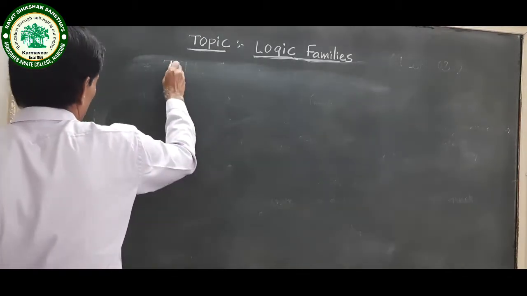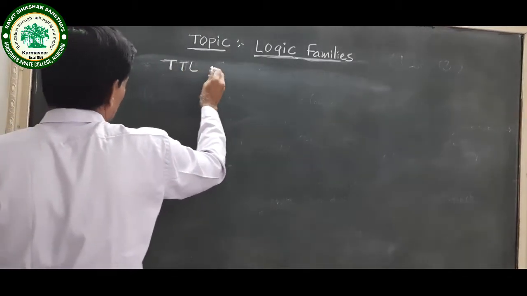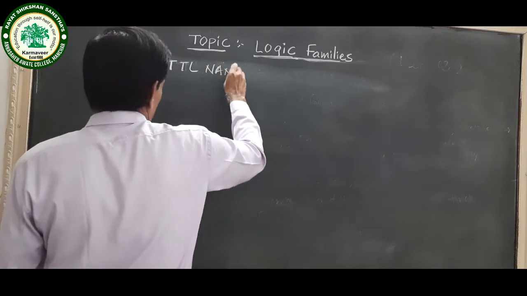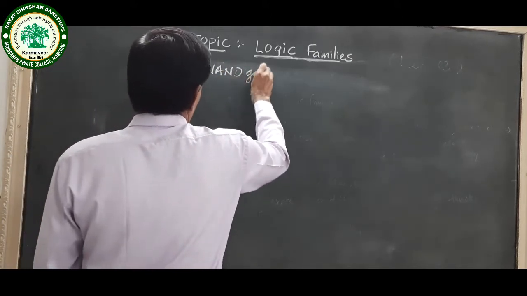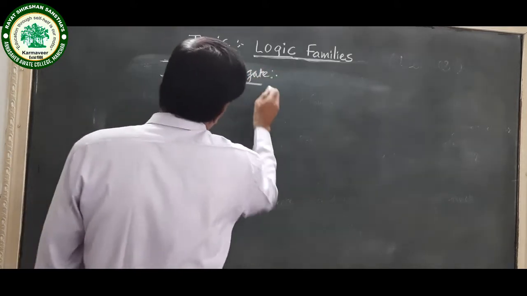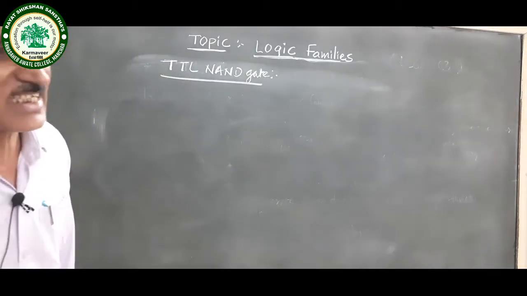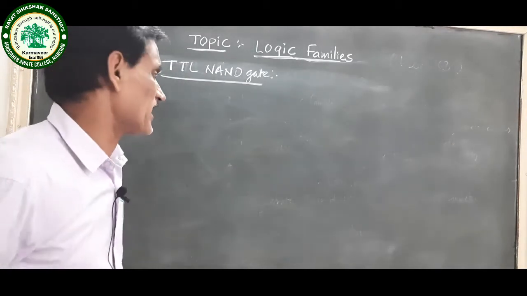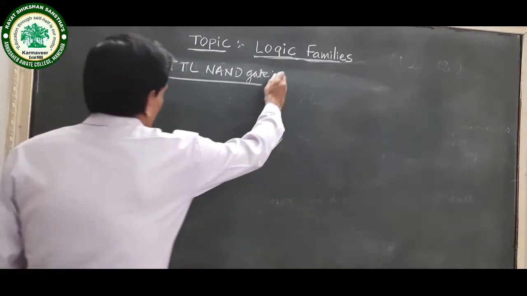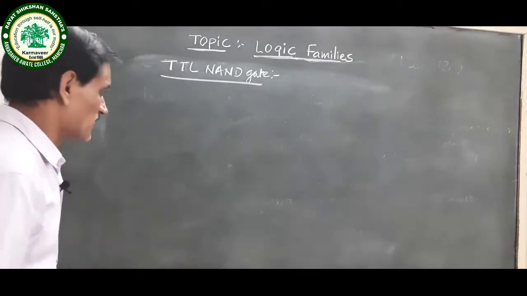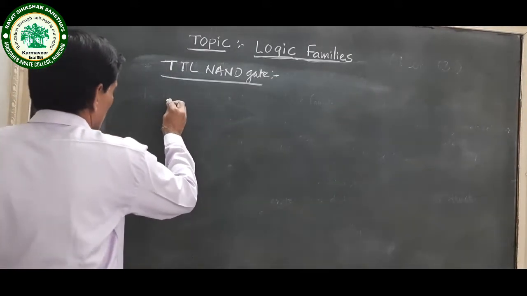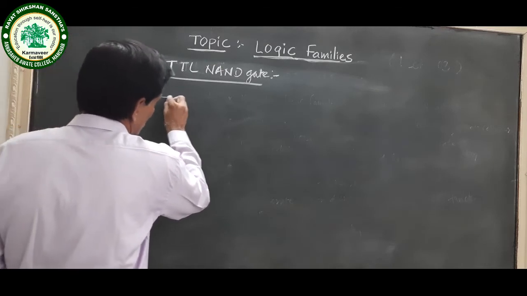Now I will take into account the standard TTL NAND gate. We have to explain it with reference to its circuit diagram, operation and truth table. A 2-input TTL NAND gate is constructed like this.